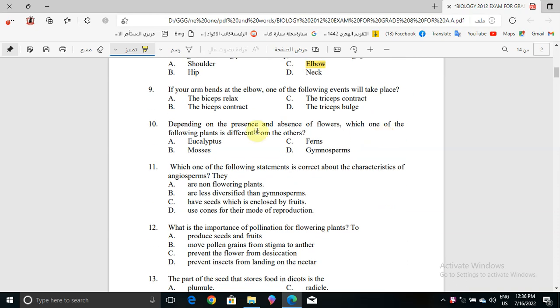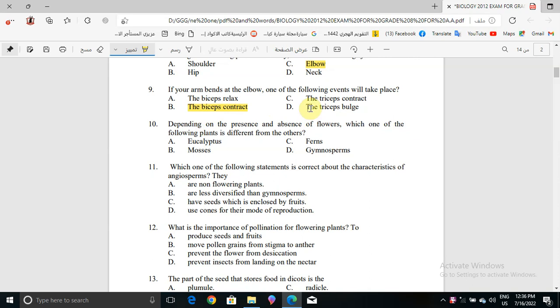Now question number 9, if your arm bends at the elbow, one of the following events will take place. What is it? Of course it will be the biceps contract. It's also written in the biology of grade 7.